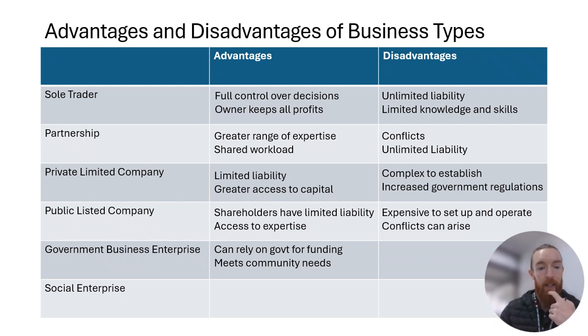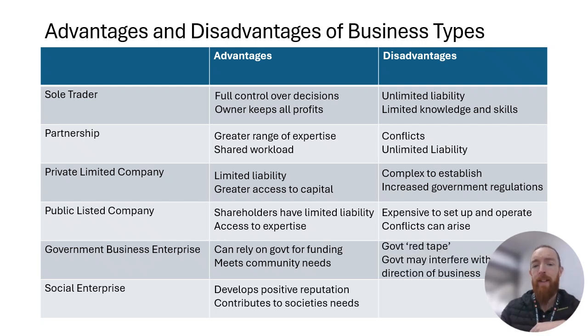With government business enterprises, they can rely on the government funding, which is great, and they meet community needs. So things like public schools would be an example, or Australia Post, etc. We need post. Couriers are really expensive. Downside, government red tape, and the government may interfere with the direction of the business. So we may have a change in politics, a different government may take power. They may change the way that business operates.